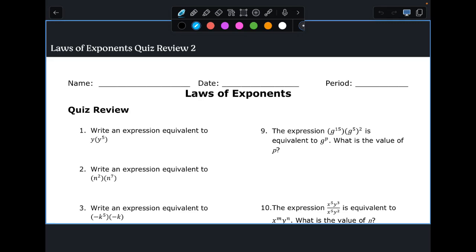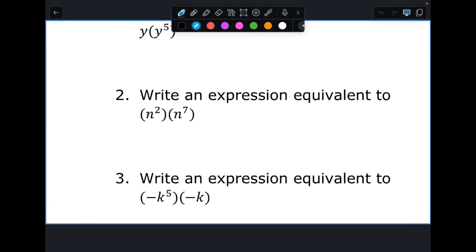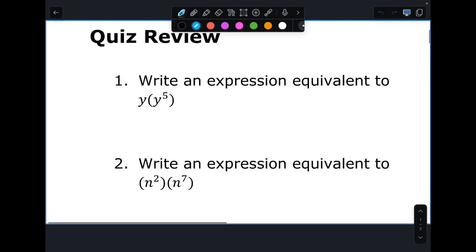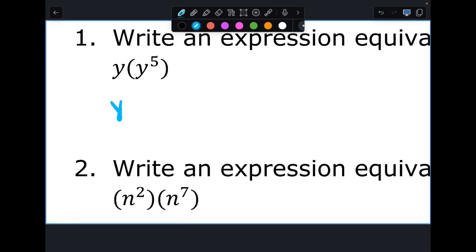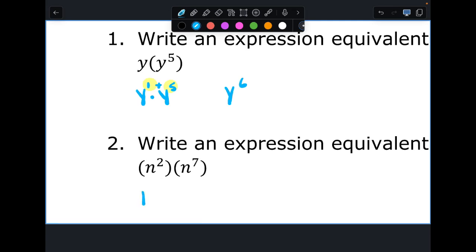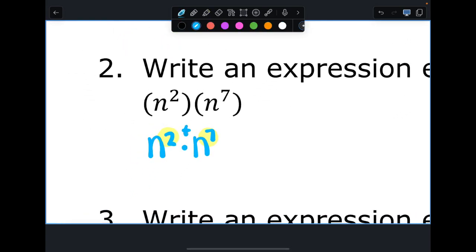A lot of this goes really fast because they're pretty simple. So here we go. The first one is what rule? Product rule. This one's no different than writing y to the power of 1 times y to the power of 5. So what do you do with the exponent? Add them, and 5 plus 1 is 6. Same thing with number 2. Even though they use parentheses, it's no different than having that dot right there. So what do we do with the exponent? Add them, and 2 plus 7 is 9.